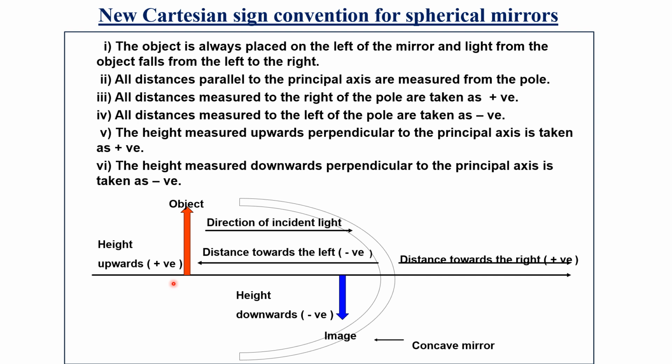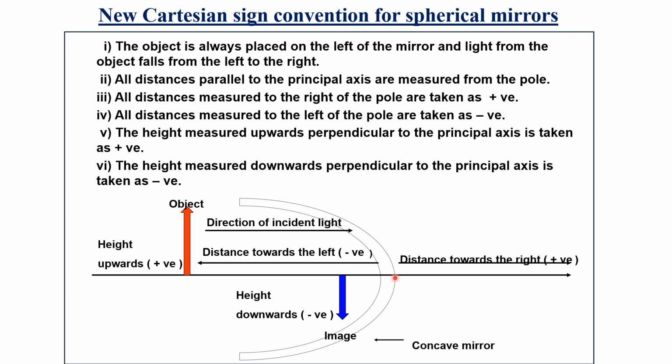The first one is that the object is always placed on the left of the mirror, and the light from the object falls from left to right. The second point is that all distances parallel to the principal axis are measured from the pole.